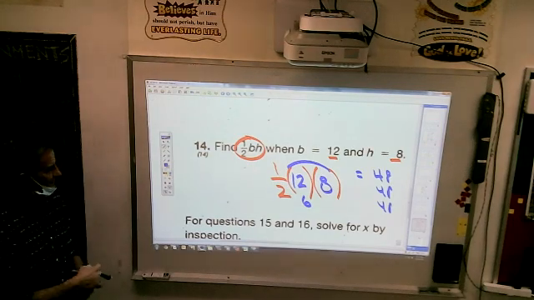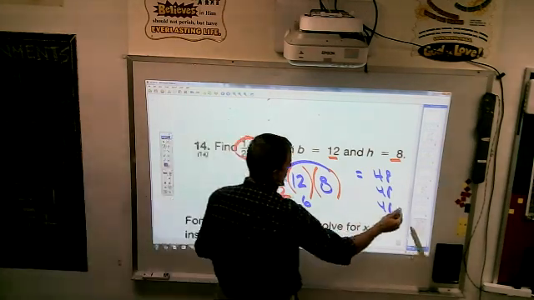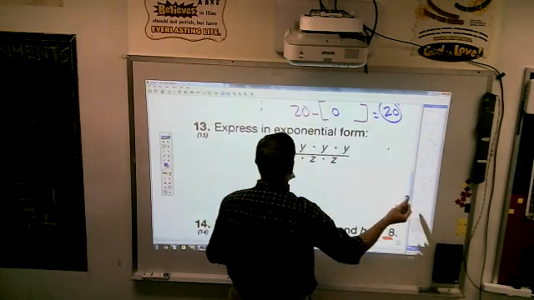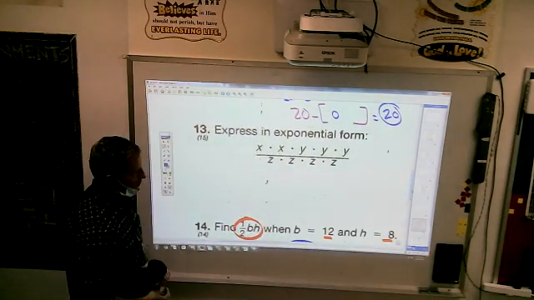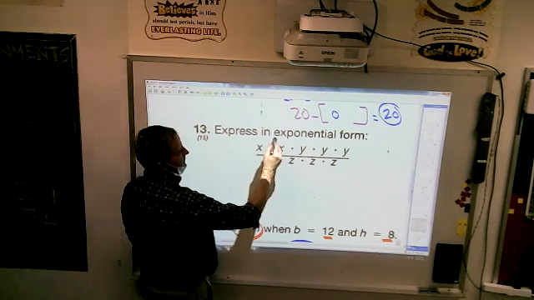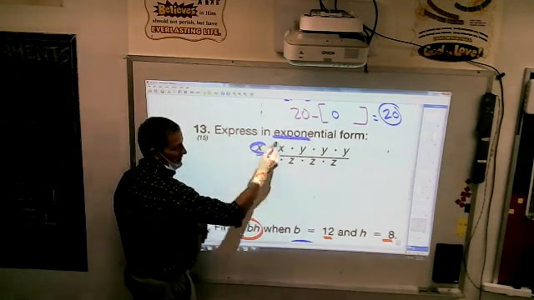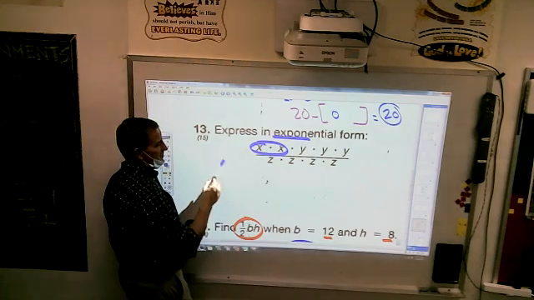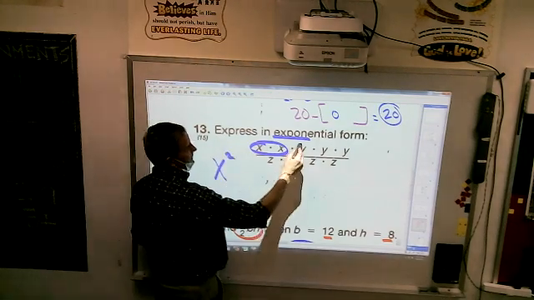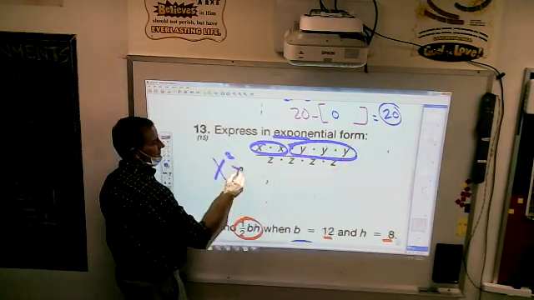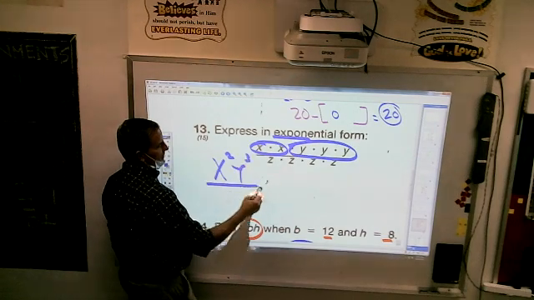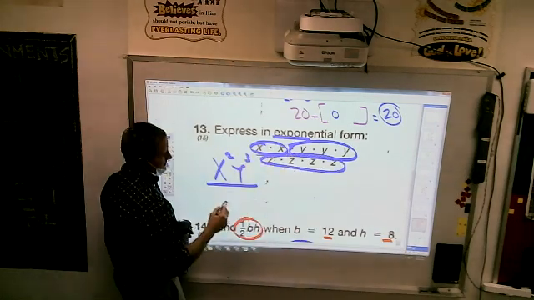Grayson? 13. Grayson is just starting to waste some time. Oh. Well, Grayson, this is the key here. You're supposed to write it using exponents. So, how many x's are getting multiplied there? So that's x squared. How many y's are getting multiplied there? 3. So it's y cubed. How many z's are getting multiplied there?